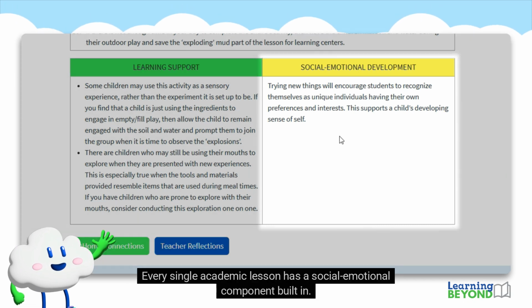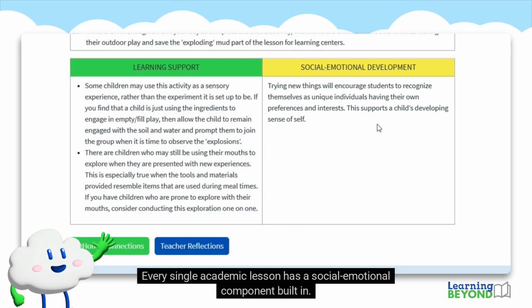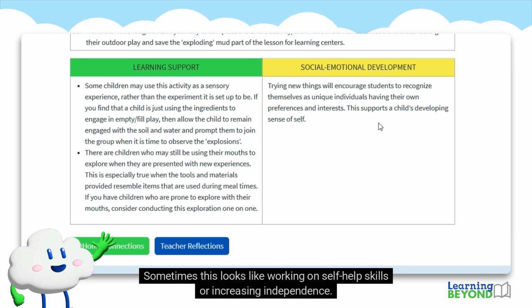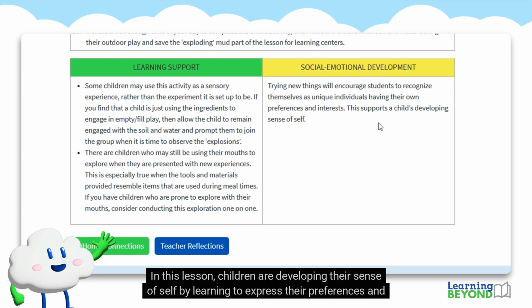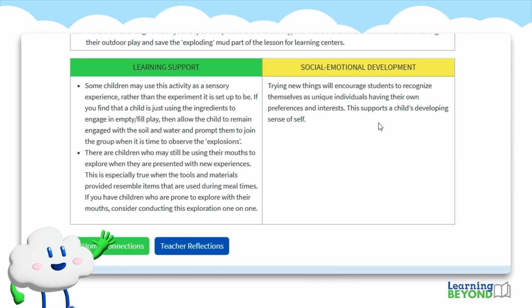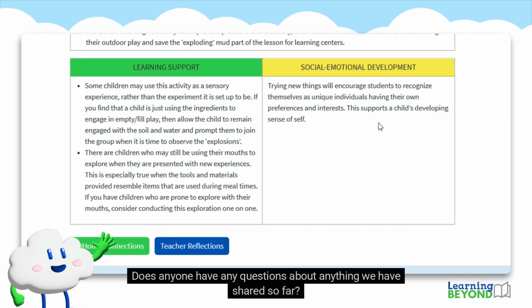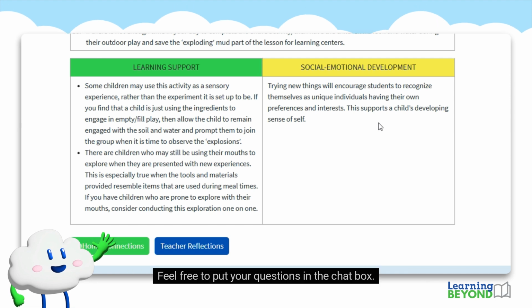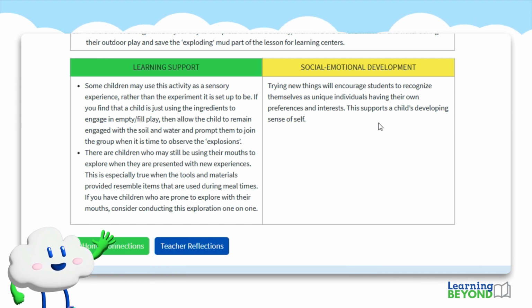Every single academic lesson has a social-emotional component built in. Sometimes this looks like working on self-help skills or increasing independence. In this lesson, children are developing their sense of self by learning to express their preferences and interests during the activity. Does anyone have any questions about anything we have shared so far? Feel free to put your questions in the chat box.